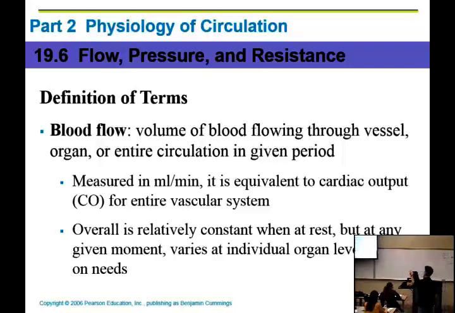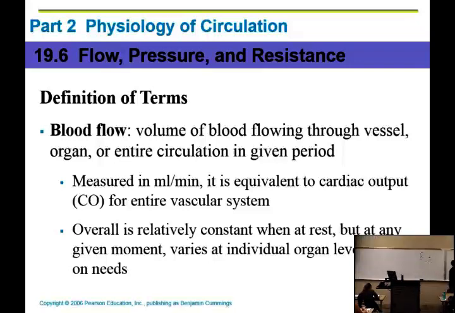So when we were talking about cardiac output, when we see CO there, that's not carbon monoxide, even though that's important. Cardiac output is measured in milliliters per minute. So that's looking at blood flow. Now, like this says, overall it's relatively constant when at rest, but at any given moment varies at an individual organ or tissue level based on the need.